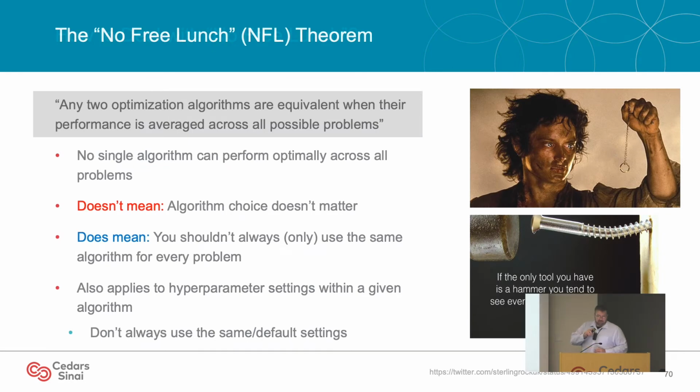This states, in terms of optimization as a problem in general, not even necessarily machine learning modeling, that any two optimization algorithms are equivalent when their performance is averaged across all possible problems, all possible data sets you could ever analyze. What this suggests is that no single algorithm can perform optimally on all problems. There is no one ring to rule them all.